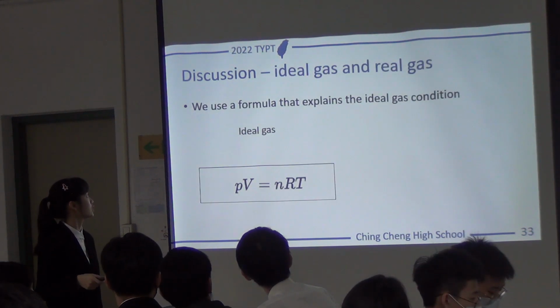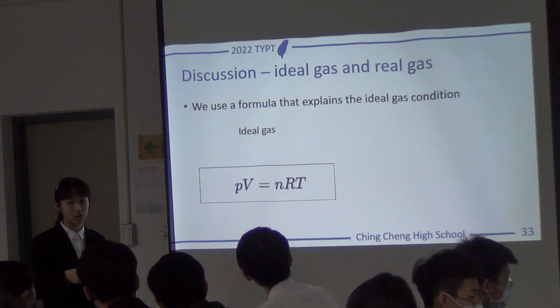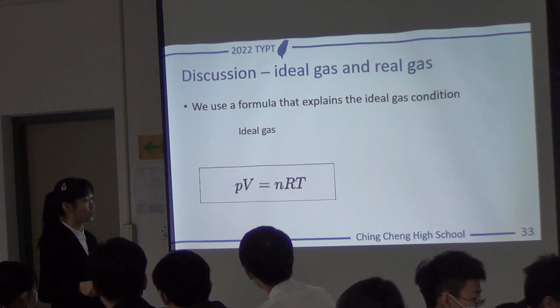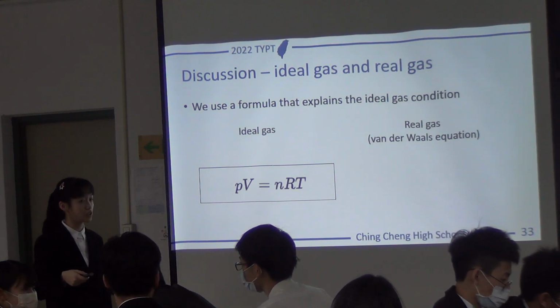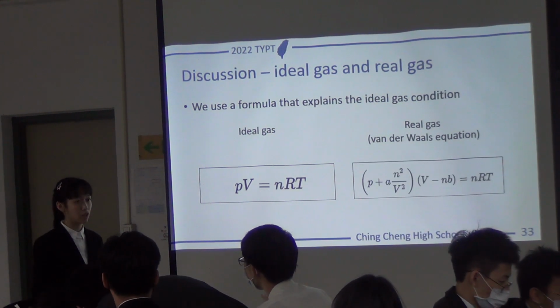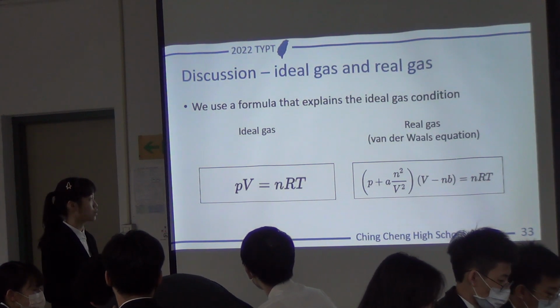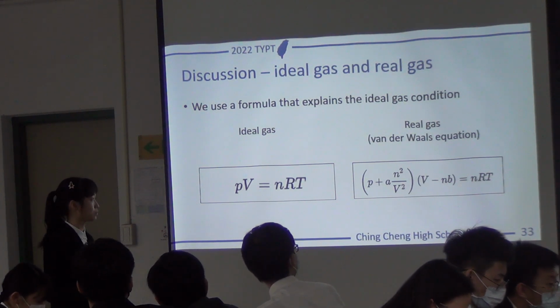Here's another discussion. As we mentioned before, we use the ideal gas equation to calculate the pressure difference. But in real conditions, we should use a variable equation, which means that there will be a little bit of difference between the real condition and the ideal situation.